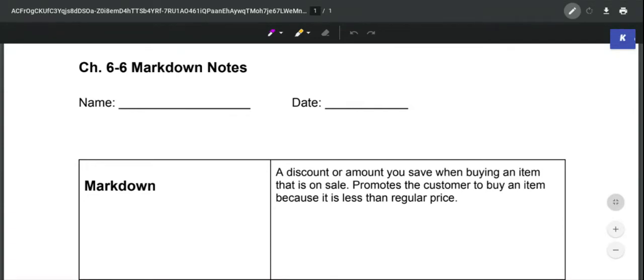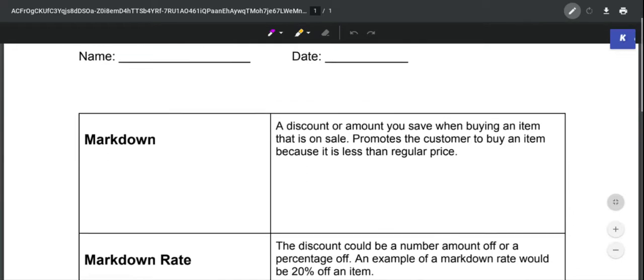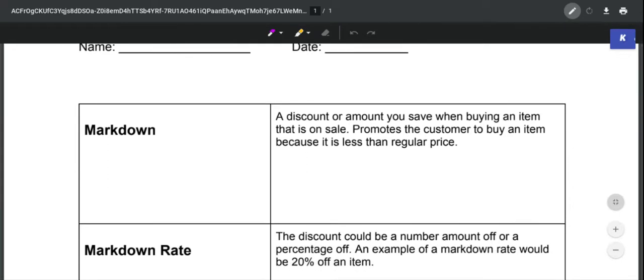Section 6 for Chapter 6 is about markdown pricing. Now, a markdown is pretty much when something goes on sale. So, say you're going into a clothing store. Usually, they have a section or a clothes rack set up, and it'll say sale or discount or something like that.